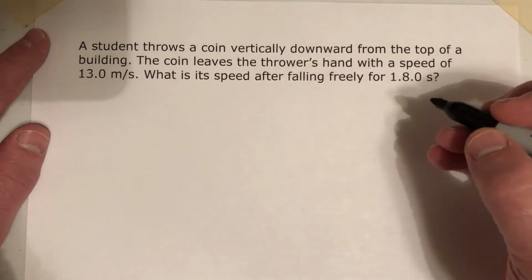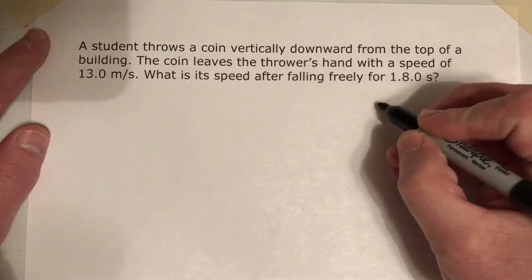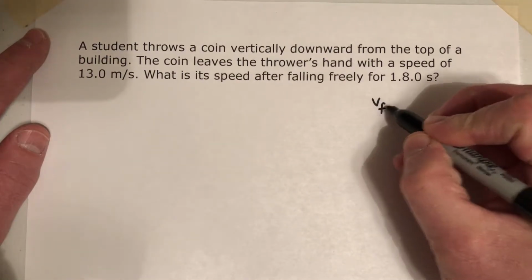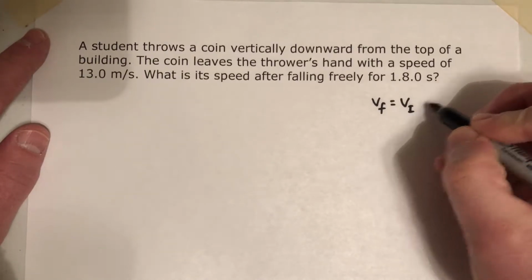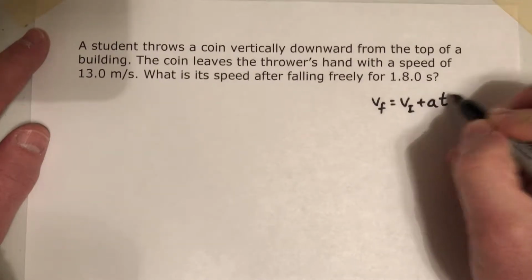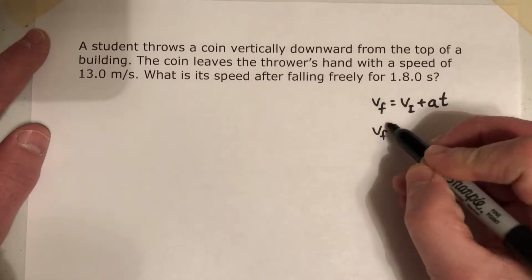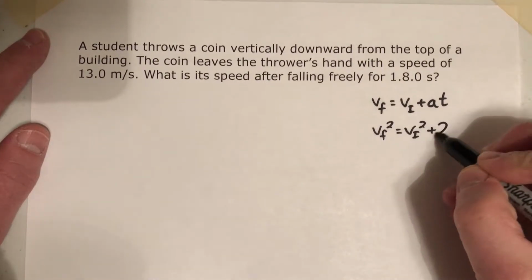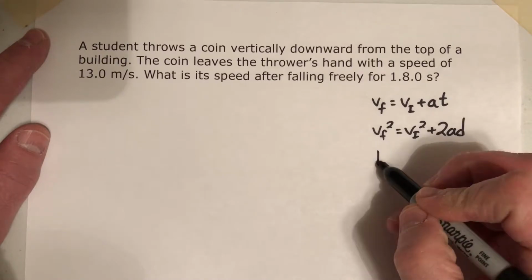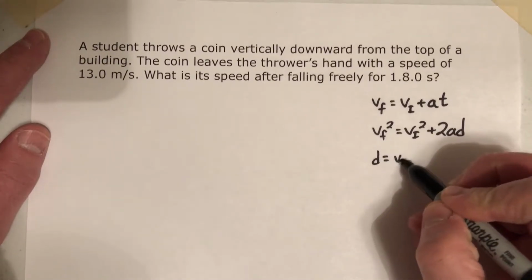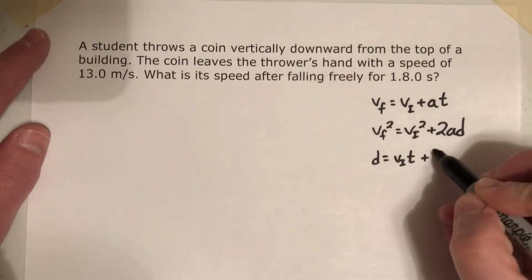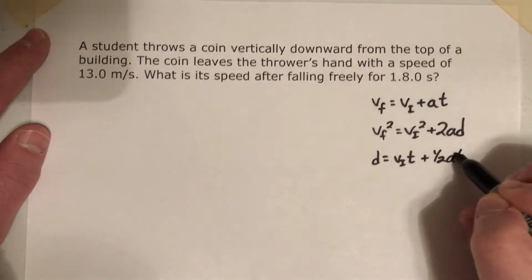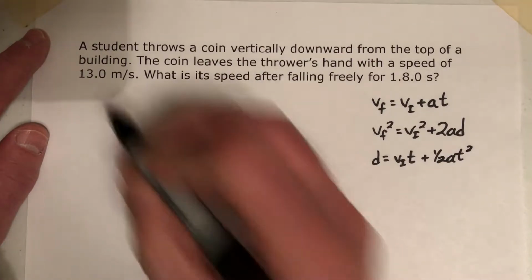So you always want to start by writing your three equations for kinematics. So VF equals VI plus AT. VF squared equals VI squared plus 2AD. And D equals VIT plus 1/2 AT squared. Okay, now let's read the question.